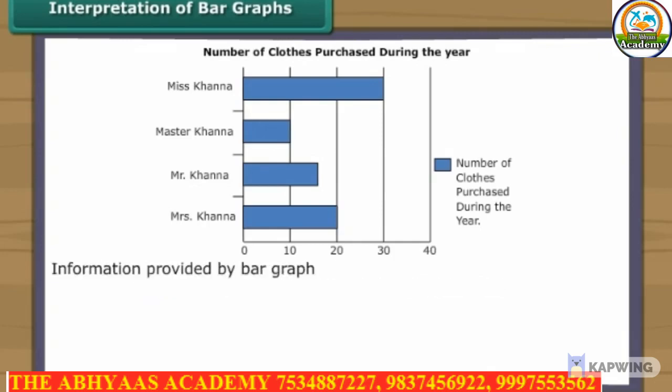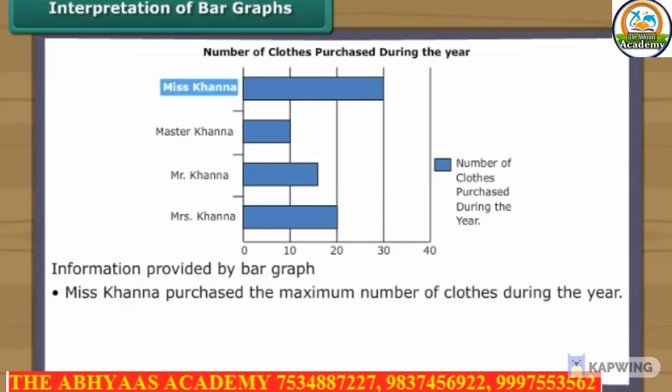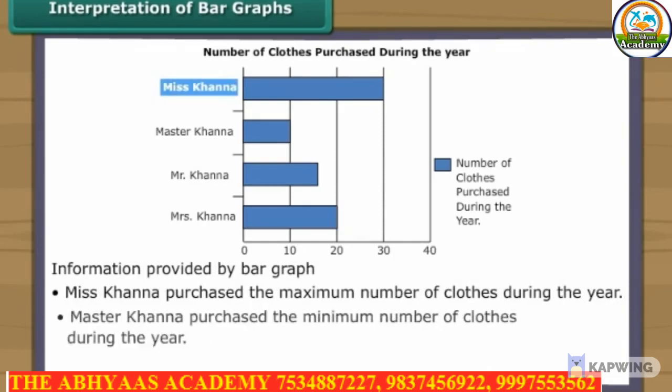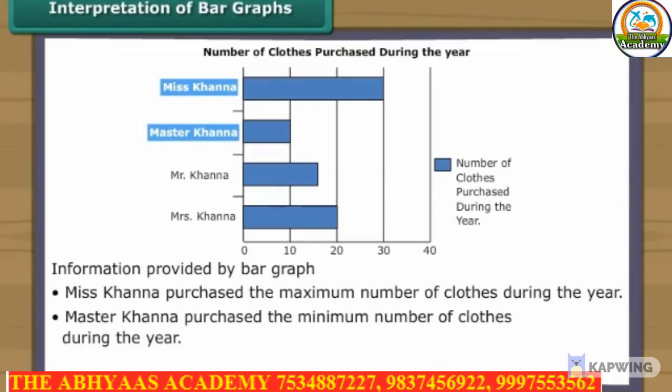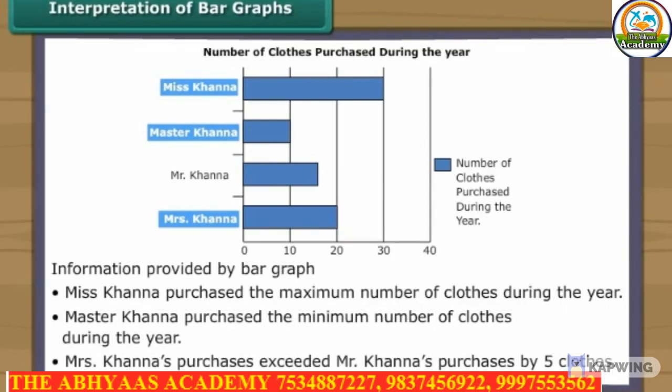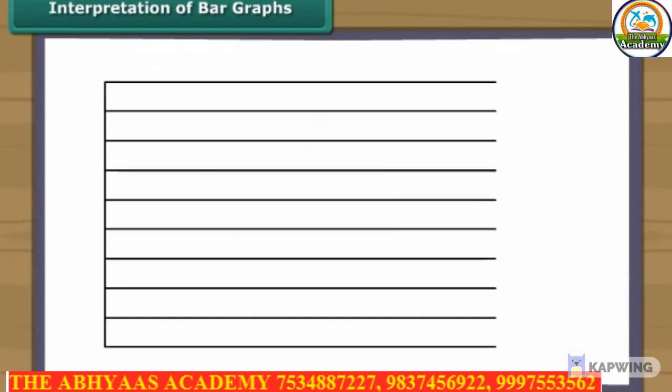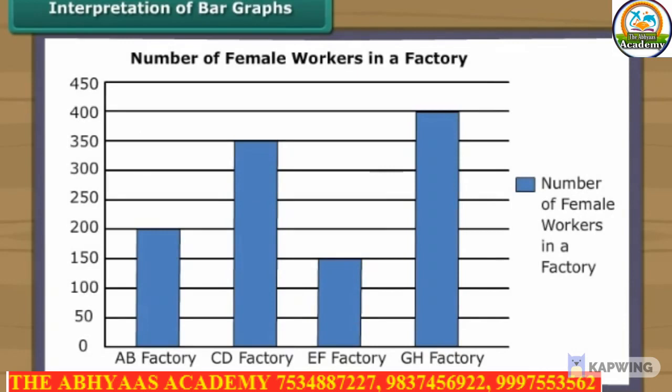It is clear from the bar graph that Miss Khanna purchased the maximum number of clothes during the year. Master Khanna purchased the minimum number of clothes during the year. Mrs. Khanna's purchases exceeded Mr. Khanna's purchases by 5 clothes. Let us interpret one more bar graph. This is a vertical bar graph. It shows details of female workers in a factory.